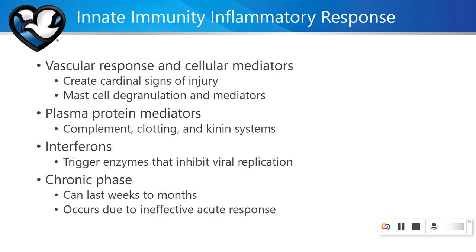The clotting system is also activated during an infection and participates in the inflammatory response by attracting neutrophils to the site of injury, causing increased permeability. The chronic phase of the inflammatory response typically occurs because the acute response was not effective in eliminating or repairing the injury or infection. Here is a great visual of the inflammatory response, which is figure 2-4 in your textbook.